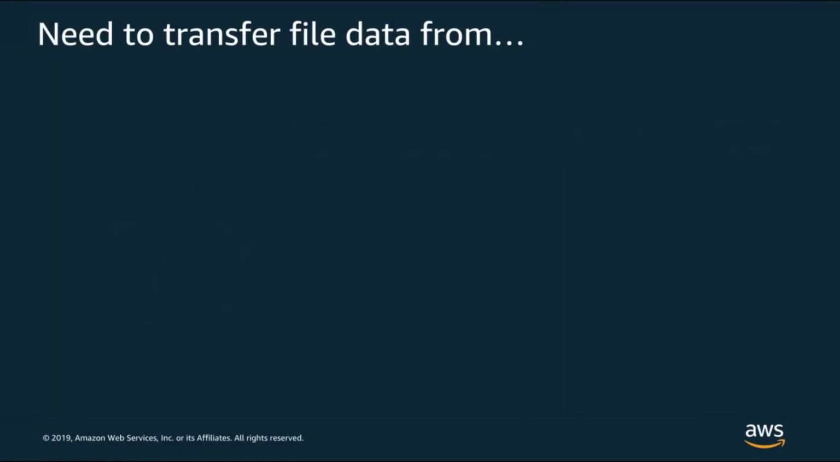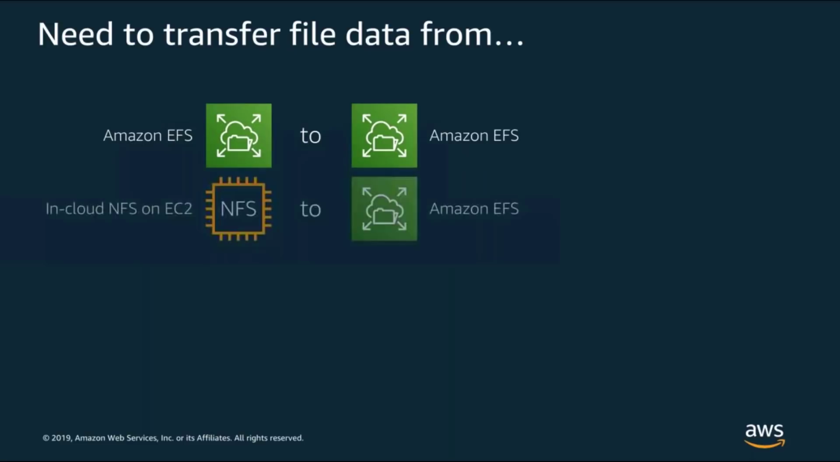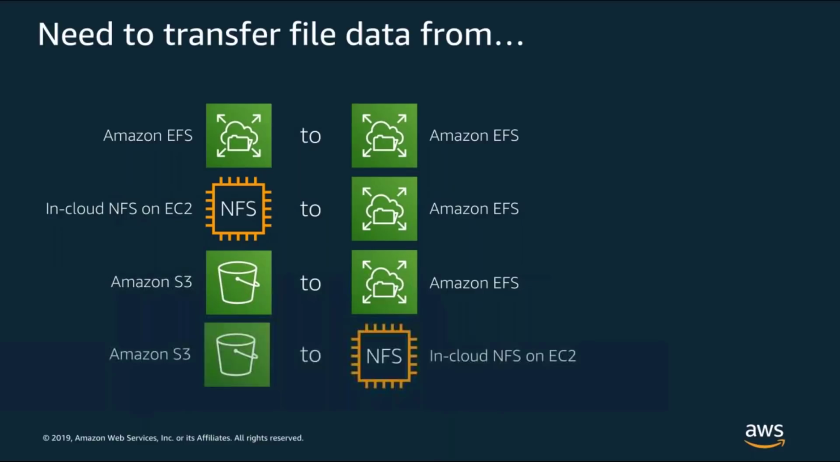So we know and understand that there is a need to transfer files and data to and from different storage platforms. And we also know that transferring large amounts of data is difficult. That's why we built AWS DataSync. But we have heard from you that you want to use AWS DataSync to transfer to and from more storage platforms, specifically EFS to EFS, in-cloud NFS running on EC2 to EFS, objects in S3 to EFS, and objects in S3 to in-cloud NFS on EC2.